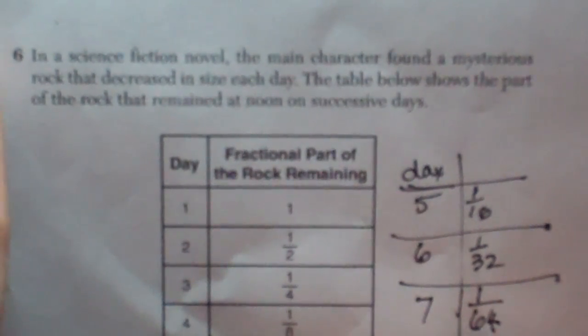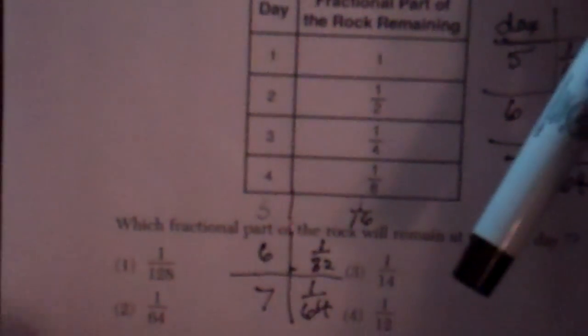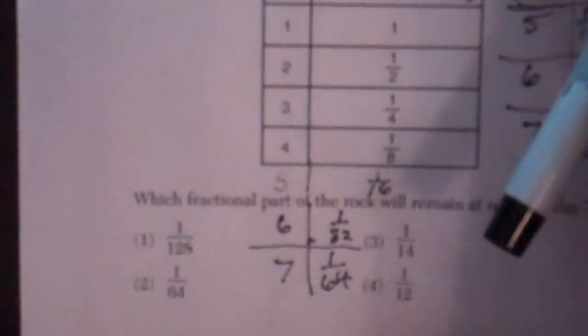If you look at the choices, you'll see that that is number 2 on the choices here. Number 2 in the choices shows that 1/64 of the rock remaining. So the answer for number 6 is 2.